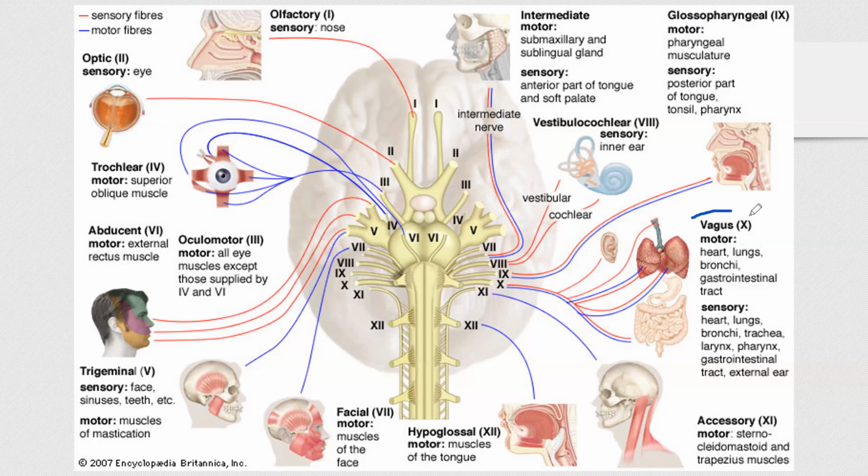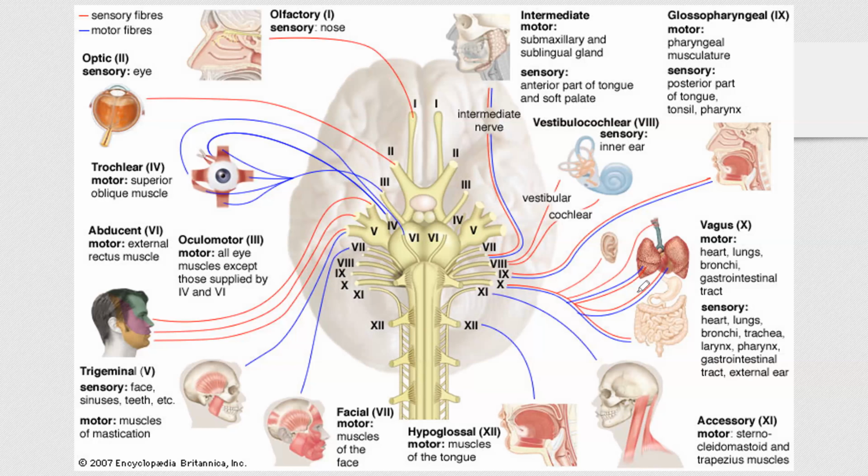Now 10, here's this pretty important nerve. It's a major parasympathetic nerve, vagus, and this is the only nerve that moves beyond your cervical region. So this one actually goes all the way down to your thoracic and abdominal cavity, and it innervates most of the viscera of your abdominal cavity. So you can see heart, lungs, bronchi, gastrointestinal tract. So that's our motor branches. And it also brings sensory information from heart, lungs, bronchi, trachea, larynx, pharynx, gastrointestinal tract, and plus internal ear.